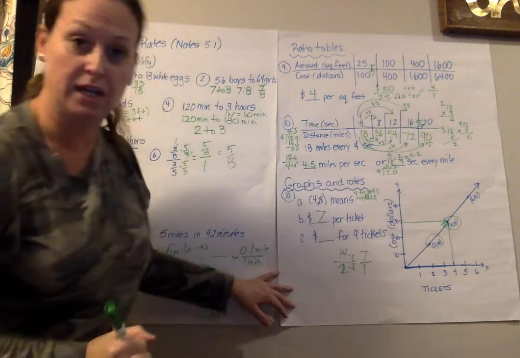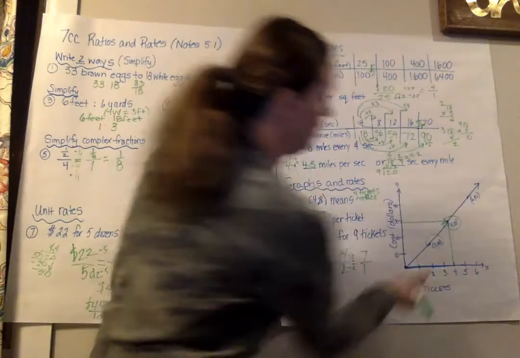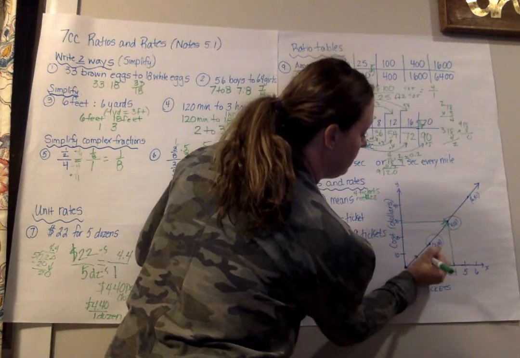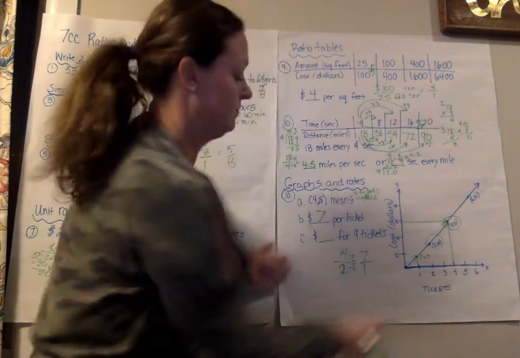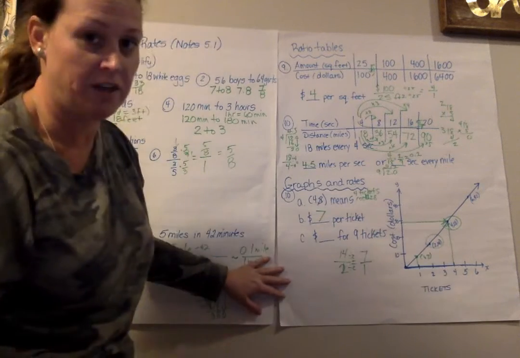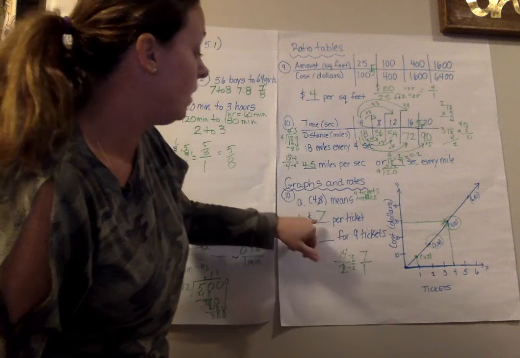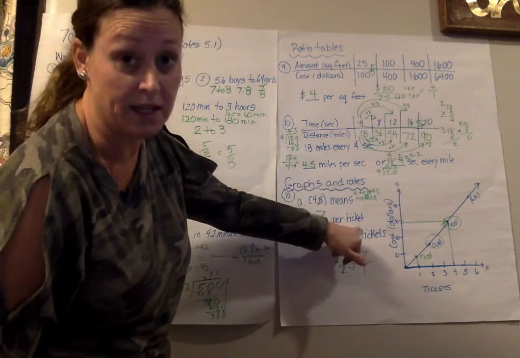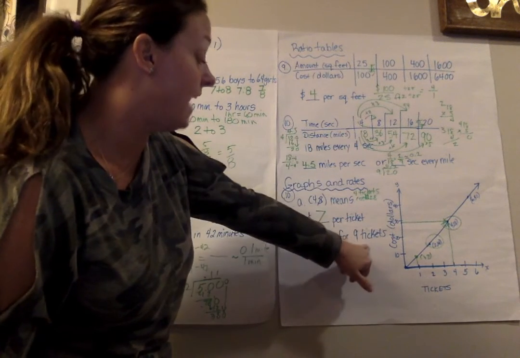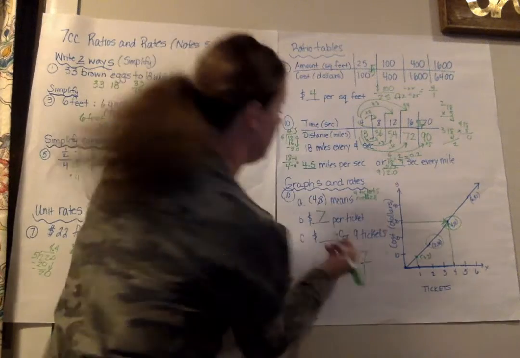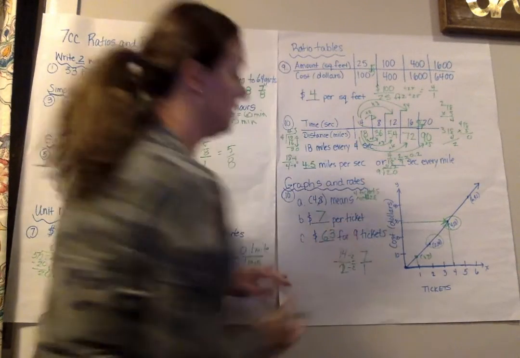$7 per ticket. Some of you are able to look and say, oh, look, it's going to be 1, 7. All right, that's perfect. You're fine doing that. Now, what is the amount for 9 tickets? Well, it's $7 per 1 ticket. So how many for 9 tickets? That's 7 times 9, $63.